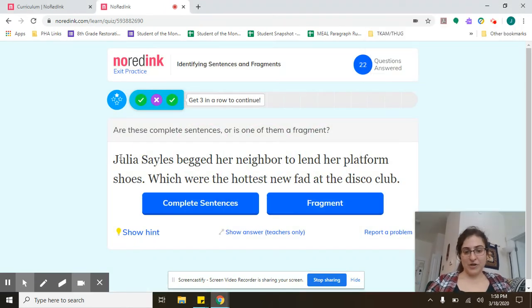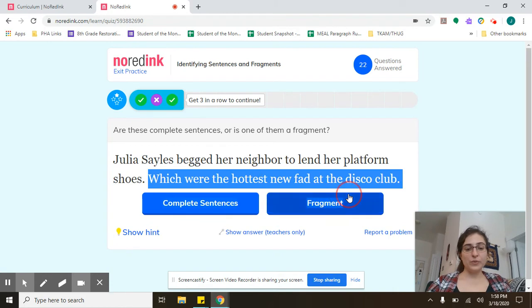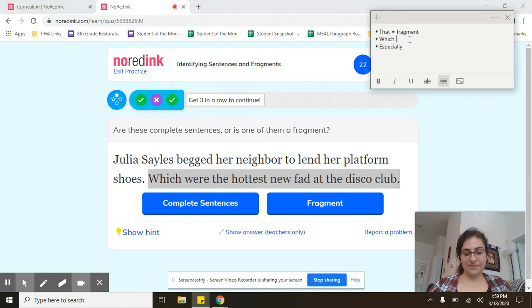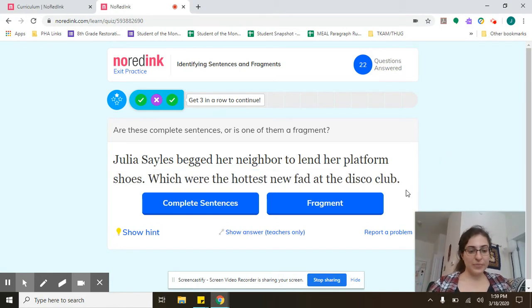"Julia Sells begged her neighbor to lend her platform shoes." Not something I'd ever do, but definitely a complete sentence. Now we've got "which were the hottest new fad at the disco club." Now, "which" can be tricky. If "which" is part of a question, then it is generally a complete sentence. But if "which" is part of a sentence, it is generally a fragment. So we've got a period at the end and not a question mark. I'm going to go ahead and say fragment.